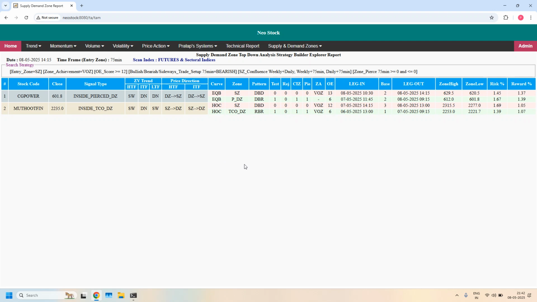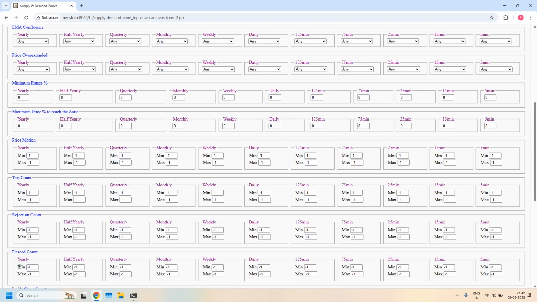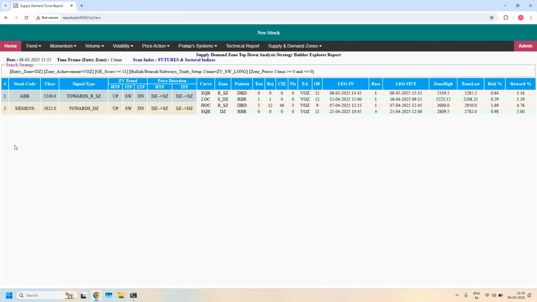Next we will look into hourly income trades, sideways, bullish and bearish trade setups. For hourly income trade, entry time frame is 15 minutes, entry zone, demand zones for sideways long trade setup. And at 15 minutes, I am selecting sideways long, zone achievement VOZ, minimum order enhancer score 11 for sideways, and also this 15 minutes demand zone should not be pierced. So in the pierced count, 15 minutes time frame, minimum value 0, maximum value 0. With these filters, we got 2 stocks. This is sideways long trade setup.